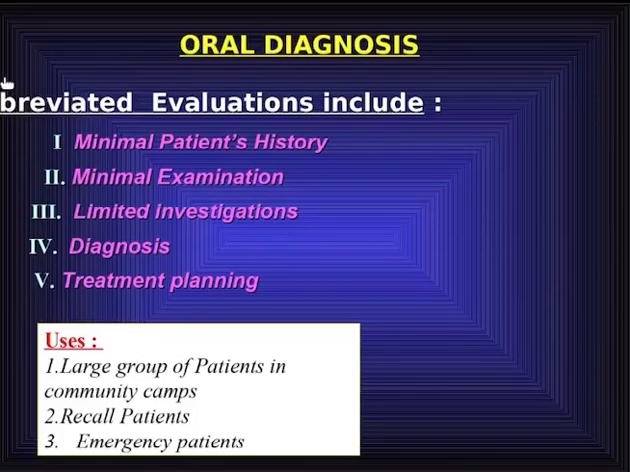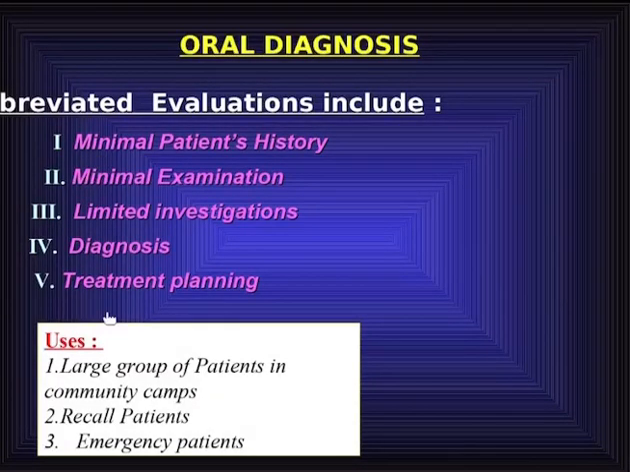Okay. Now in this slide you see about the abbreviated evaluations, and under abbreviated evaluation there are again 5 steps: 1, 2, 3, 4, and 5. First one is minimal patient history. The difference between comprehensive and abbreviated is that in abbreviated, as I told you, everything is minimal. So here you have the minimal patient history, minimal examination, limited investigations, then you go for diagnosis, and then treatment planning. Whereas in comprehensive, everything is in detail, but here you're limiting.